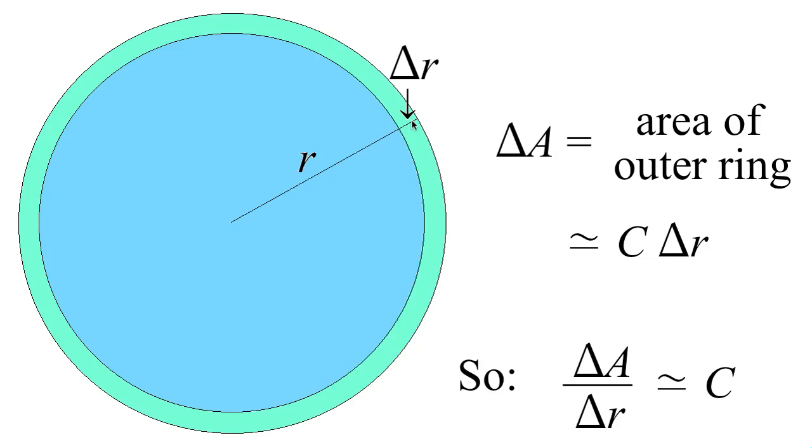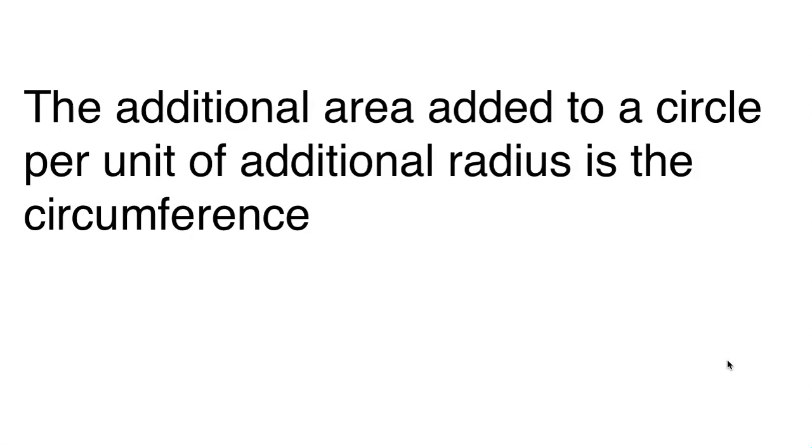If you extend the radius by a little bit, delta r, then you add some new area, this green ring, and that new area, if the ring is thin enough, is pretty close to the circumference times the change in radius. And this allowed us to conclude that the rate of change of the area with respect to the radius, the derivative, is equal to the circumference. In other words, the additional area added to a circle per unit of additional radius is the circumference.